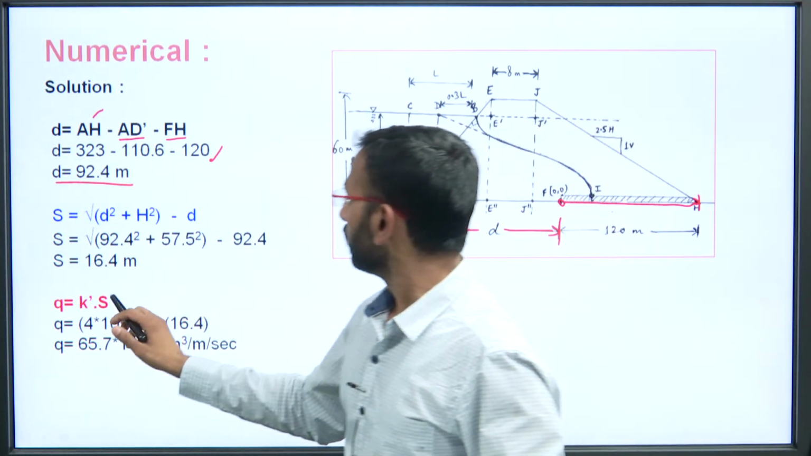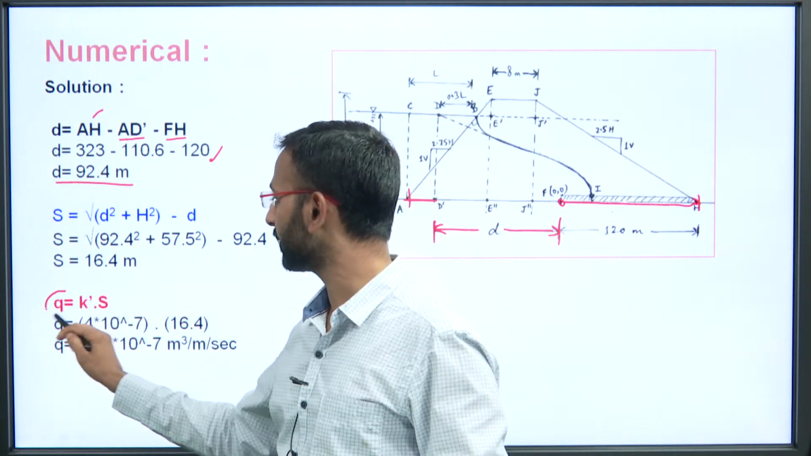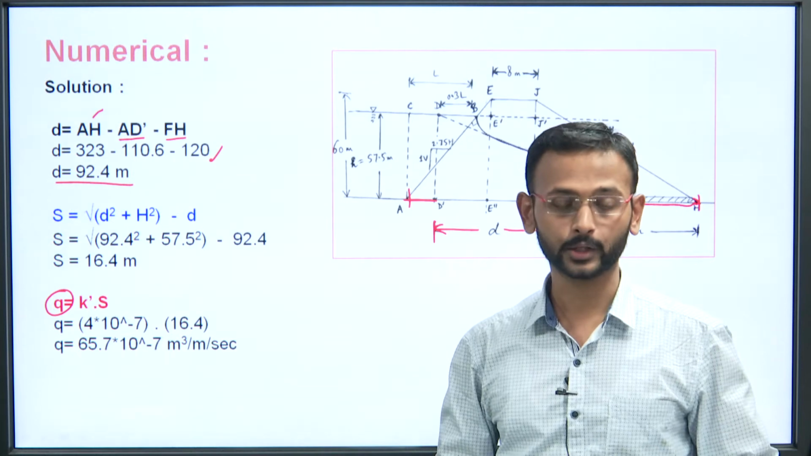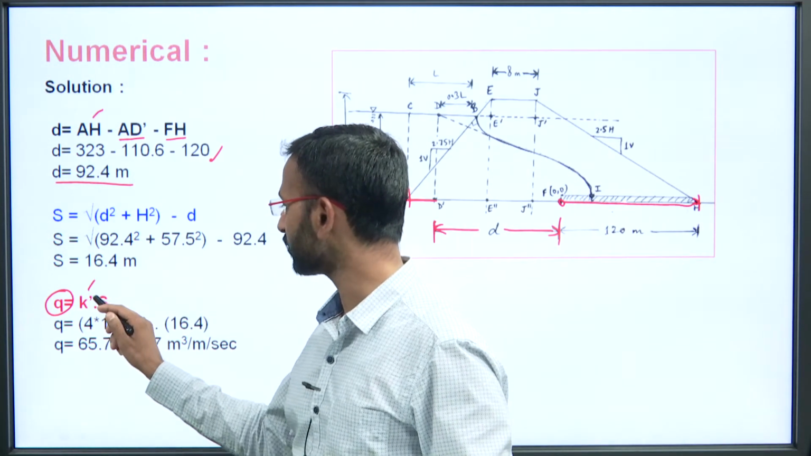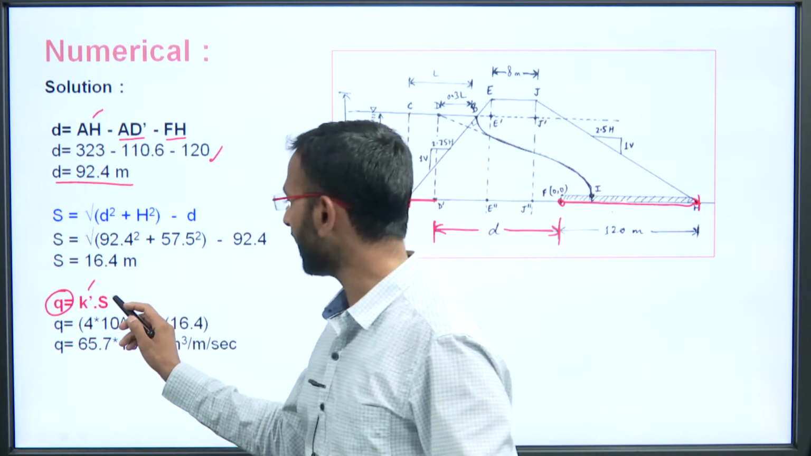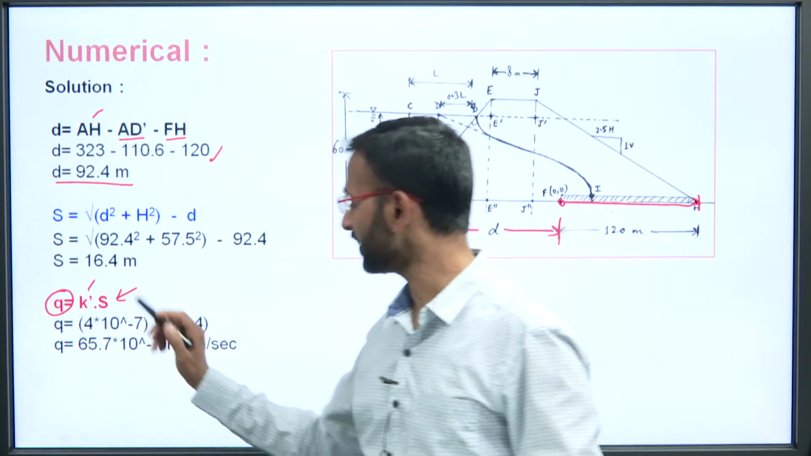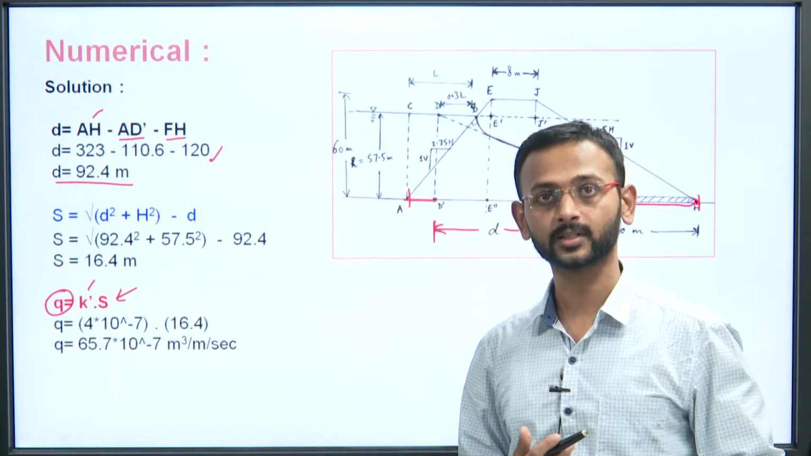Now, when you have to calculate this Q is equal to this seepage, that is the Q value. So, it is K dash into S. Now, K dash you have calculated, that is the equivalent coefficient of permeability. Now, S is the value that we have considered in the flow net.